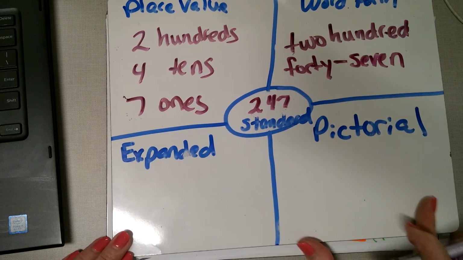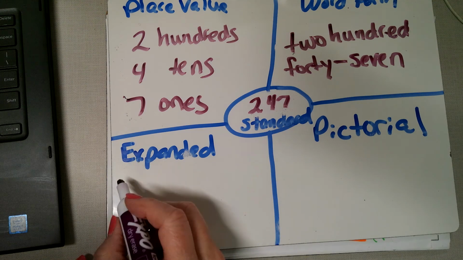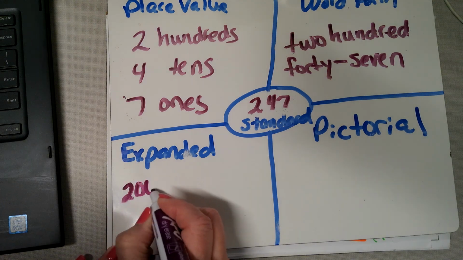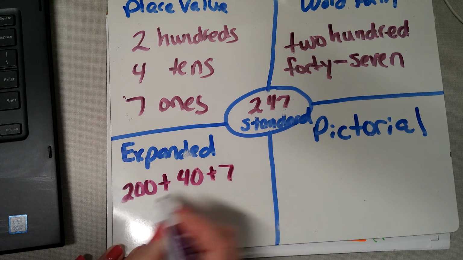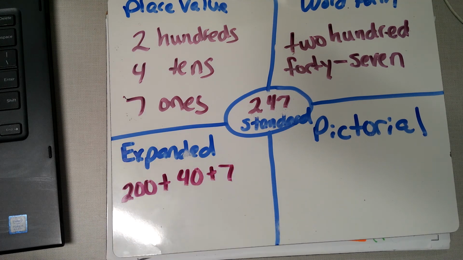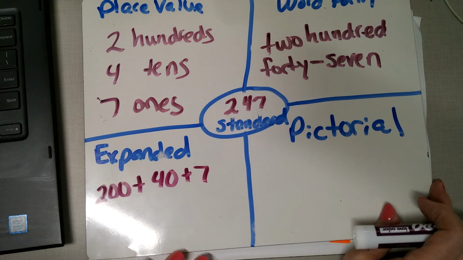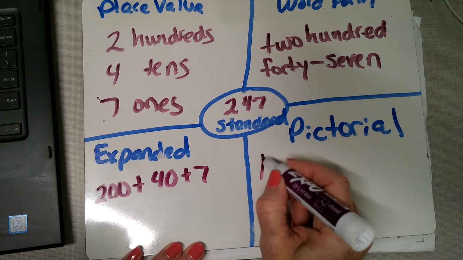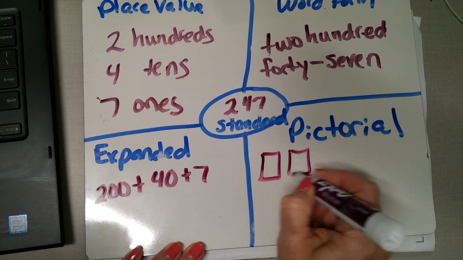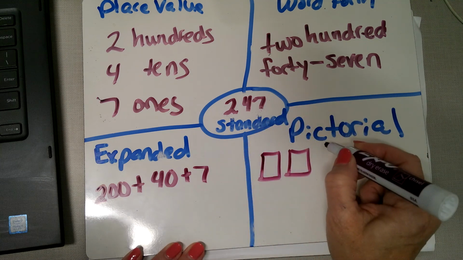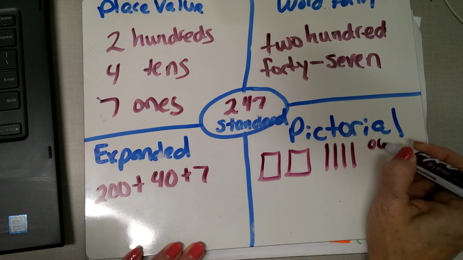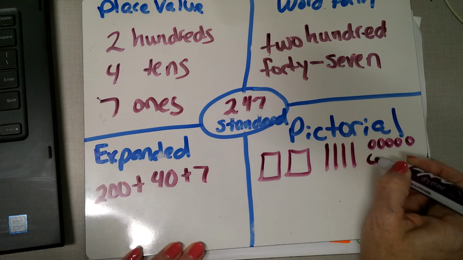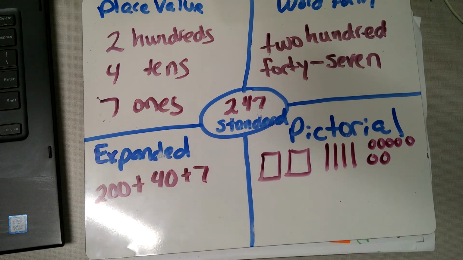In expanded form, remember, I'm pulling that number apart. And so it looks like this. 200 plus 40 plus 7. That's my expanded form of the number. And then pictorial, I'm just going to draw that. Remember, I just draw squares for my hundreds, 2 hundreds, 4 tens, 1, 2, 3, 4, and 7 ones, 1, 2, 3, 4, 5, 6, 7. That's my 4 or 5 ways that I know to represent numbers.